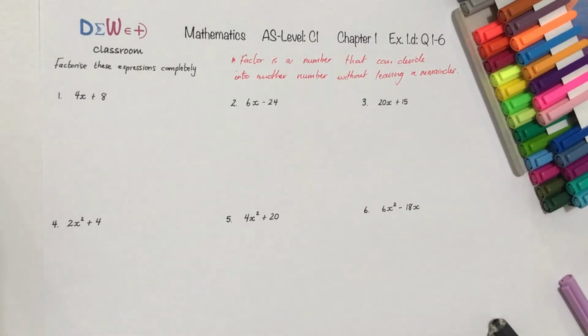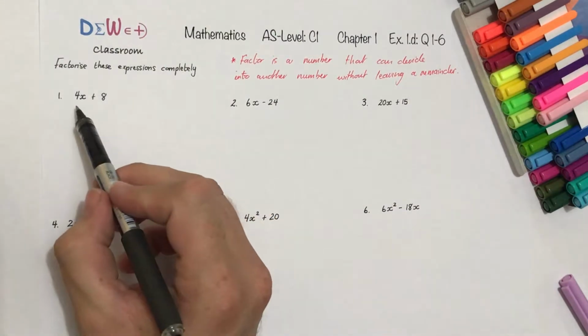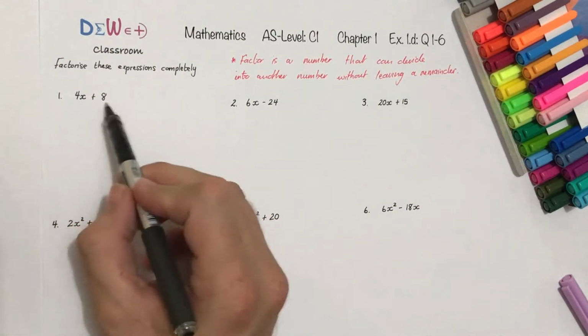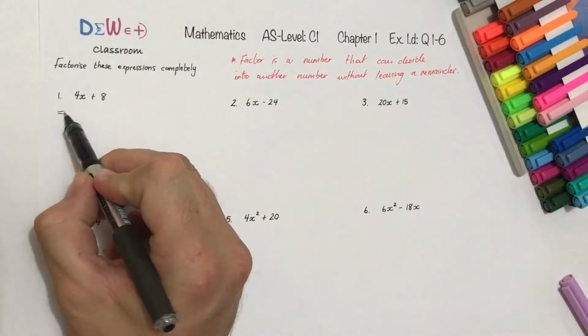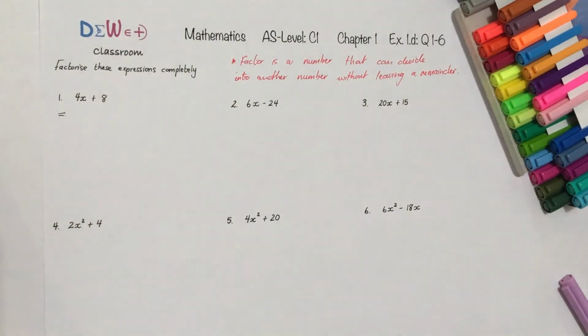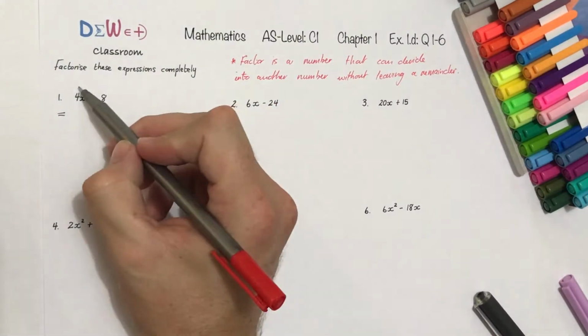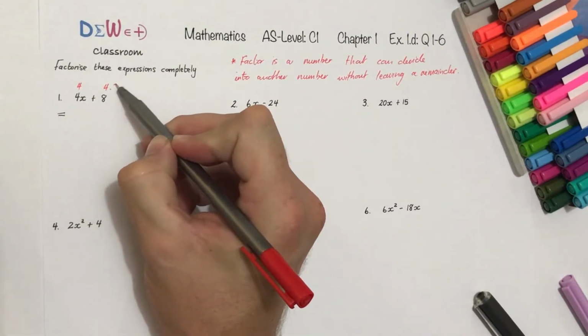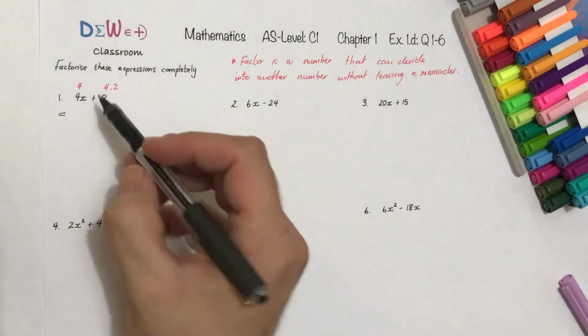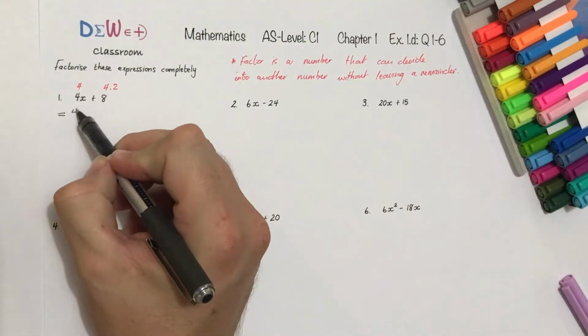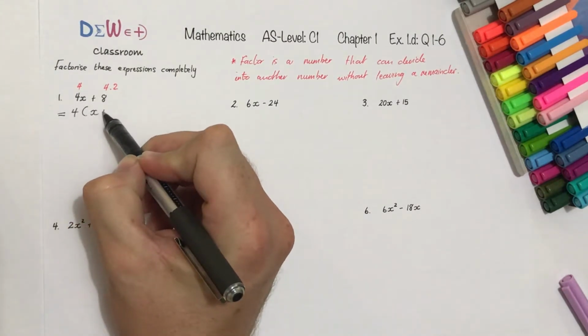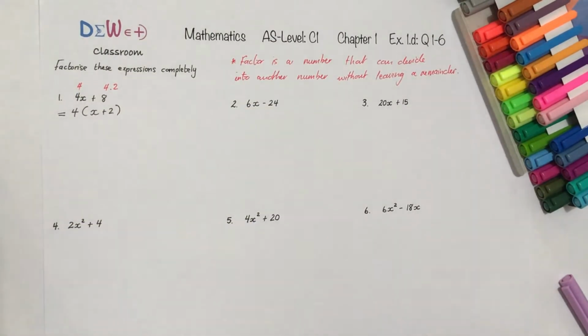Now, when we take a look at exercise 1D, they are specifically looking at factorization by taking out a common factor, which means if we take a look at these two terms in question number 1, we can clearly see that 4 and 8 are factors of one another because we have 4 over here and 4 times 2. So we can take out the common factor, which is 4, which leaves us with x plus 2. And that's basically your answer.